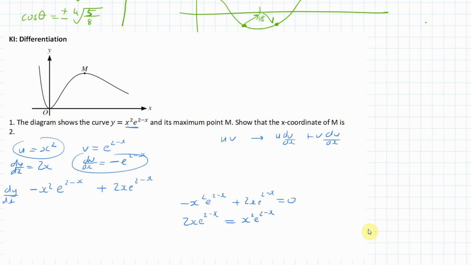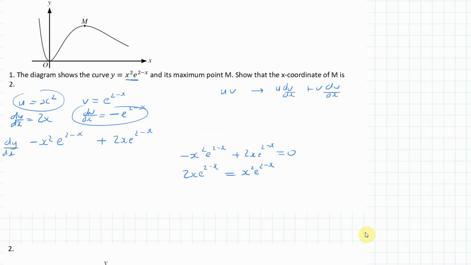And then we can divide. So next line, we get 1 on the right hand side, 2x e to the 2 minus x all over x squared e to the 2 minus x. And you can see that cancels, that cancels, and we're left with 2 over x equals 1, and therefore x equals 2. So we've done that.